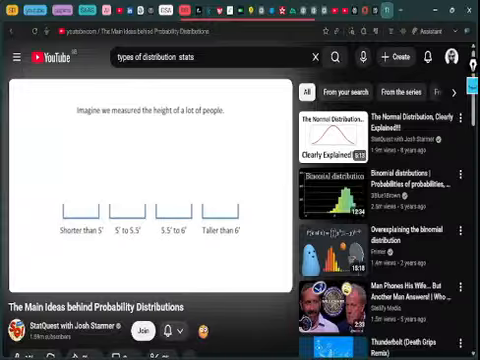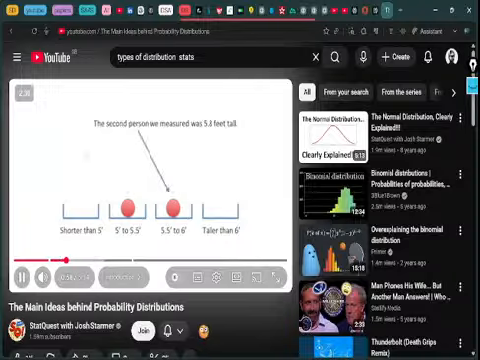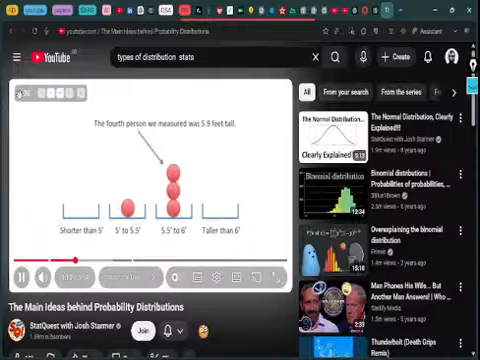Imagine we measured the height of a lot of people. The first person we measured was 5.2 feet tall, so we put that measurement in a bin that spans from 5 feet to 5.5 feet. The second person we measured was 5.8 feet tall. The third person we measured was 5.6 feet tall. The fourth person we measured was 5.9 feet tall.